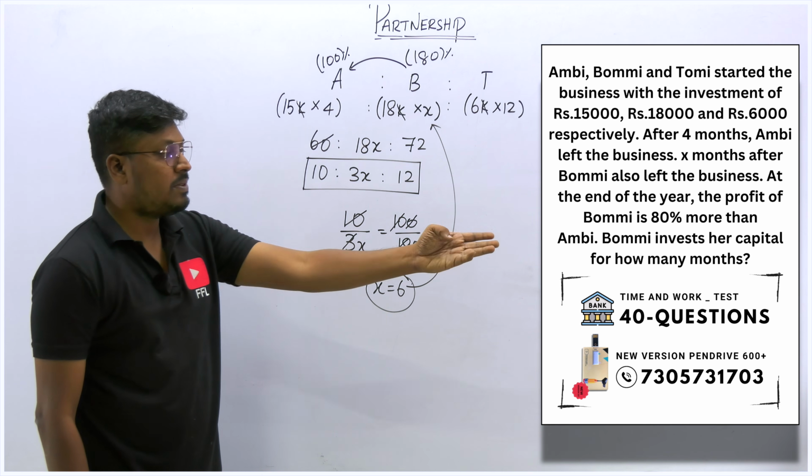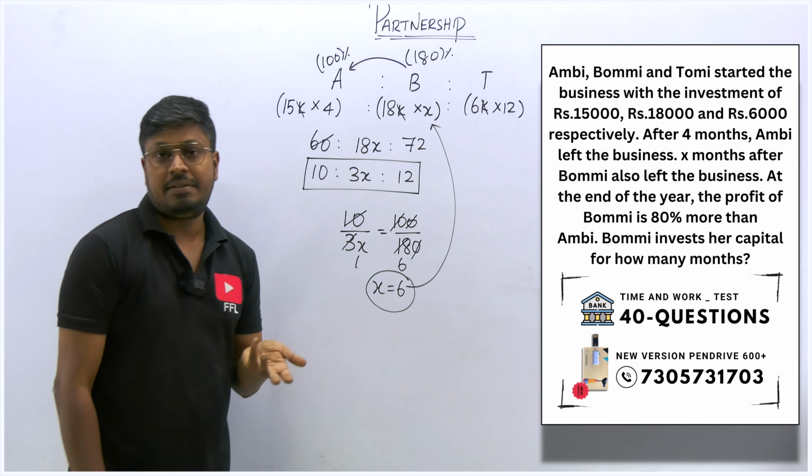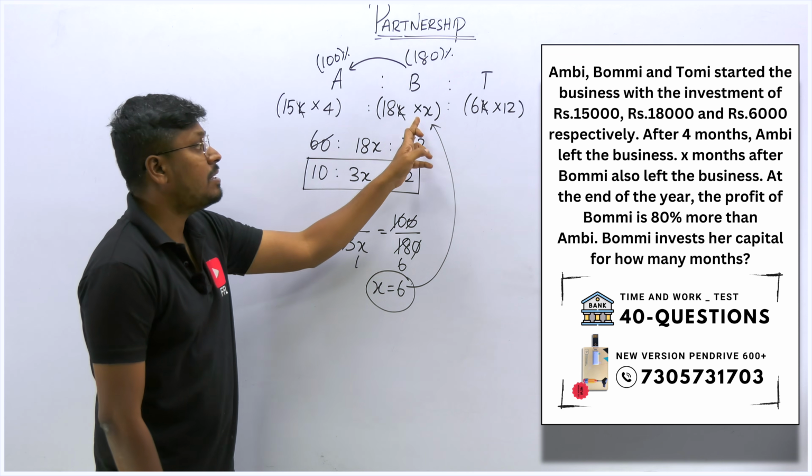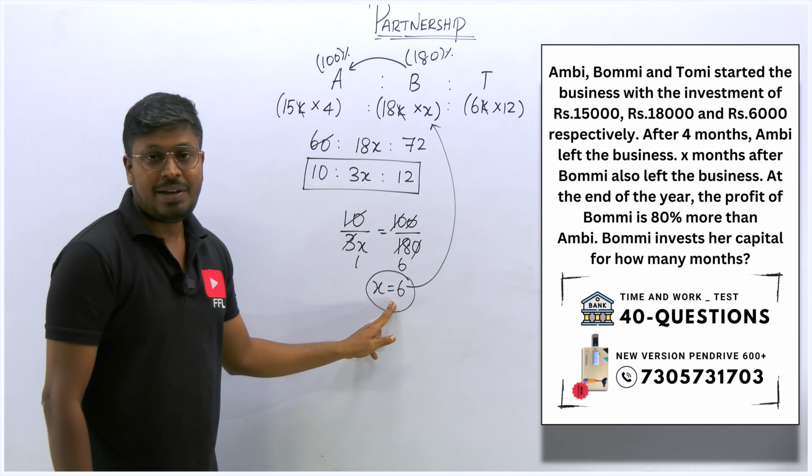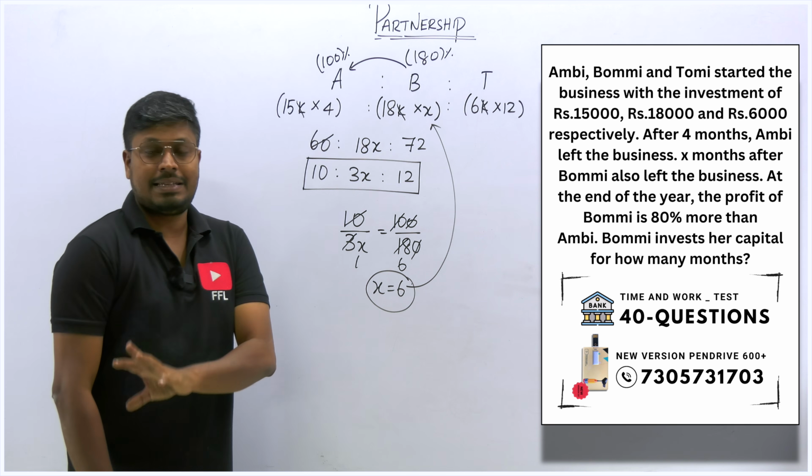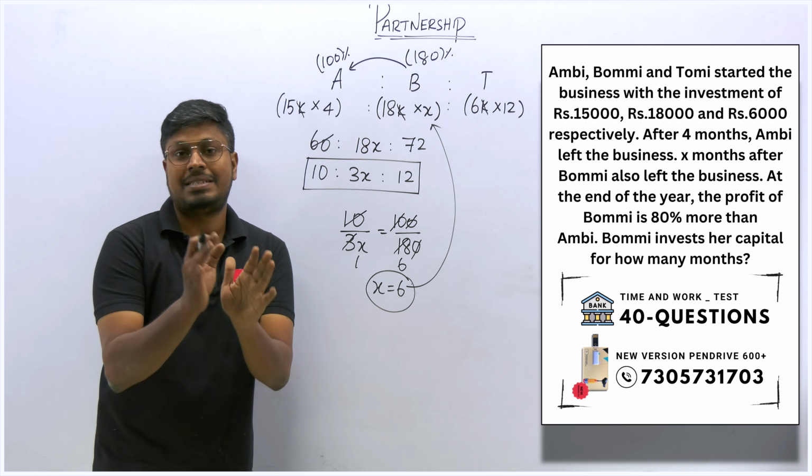Why? Because our target is to find how many months he kept the initial investment capital. So we already assumed that value as X. Now we got the value of X is equal to 6. That means the second person was in the business for the first 6 months.